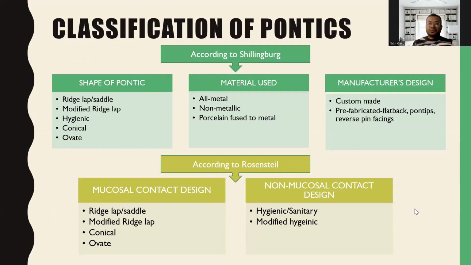So coming on to the classification of Pontics, according to Rosenstiel, there are two types. Either it's contacting the mucosa or it's a non-mucosal contact design. In the non-mucosal contact design, you have the hygienic or sanitary Pontic, and the other type is the modified hygienic Pontic, where there is no contact between your Pontic and the residual ridge contour. The other type in this classification is the mucosal contact design that includes your ridge lap, modified ridge lap, conical, and ovate types of Pontics.